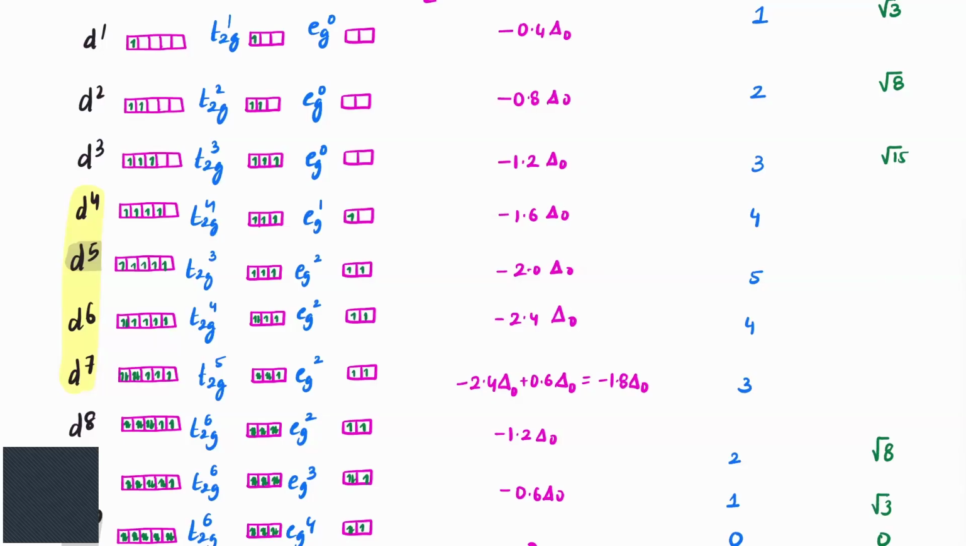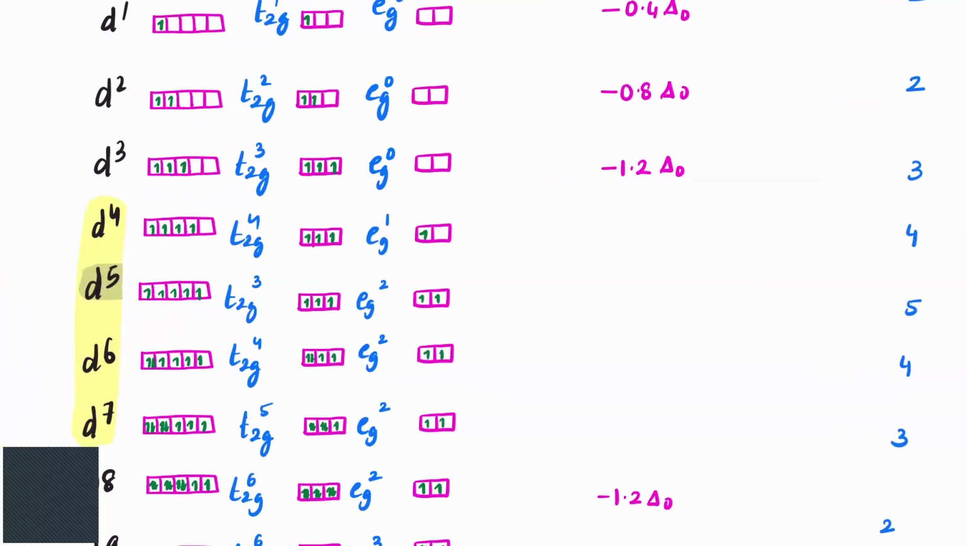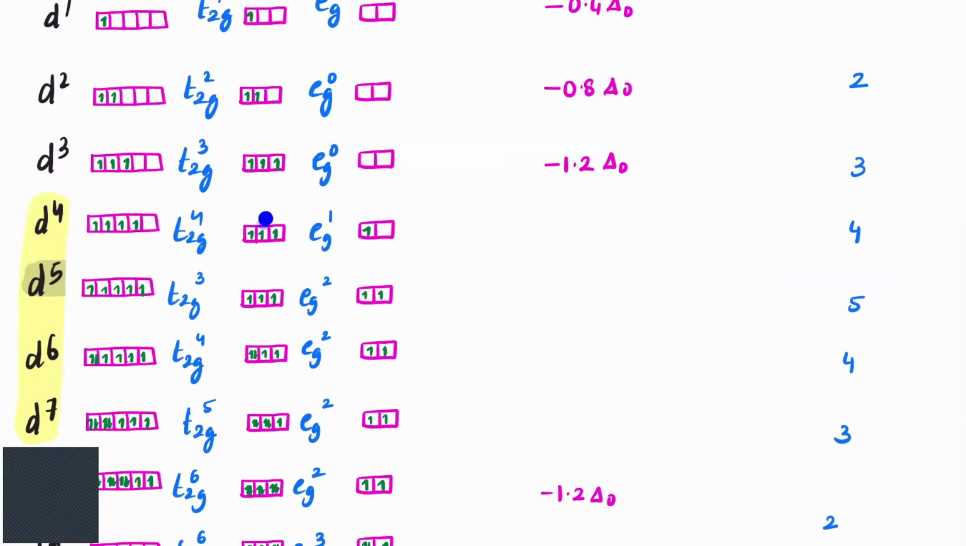The CFSE value will change now between 4 and 7. Let's calculate that CFSE value now. For example, here we have 3 electrons in T2G and 1 electron in EG. So that means minus 3 into 0.4 plus 1 into 0.6, all that into delta naught. Okay.